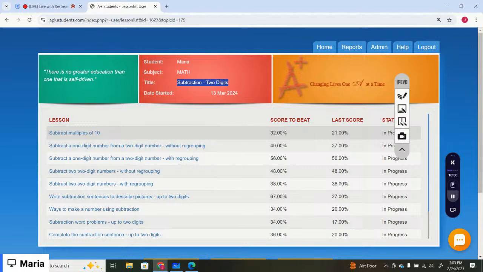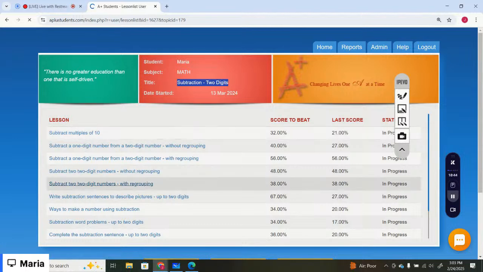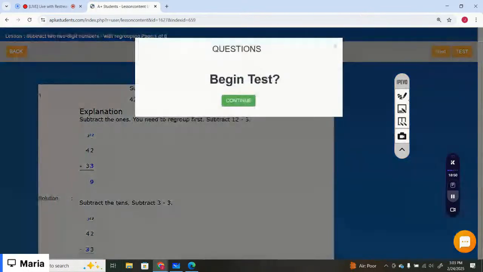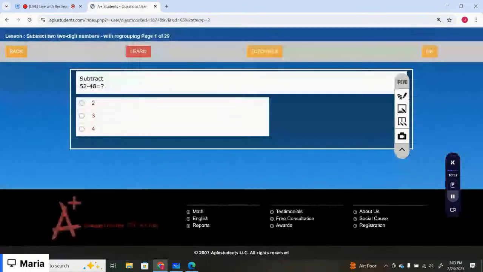So here I'm on grade 2 math. The chapter we're on right now is subtraction 2 digits. Let's just start with the lesson, that is subtract two-digit numbers with regrouping. So let's just start with the test questions. You can have a look on the tutorial by yourself later today.